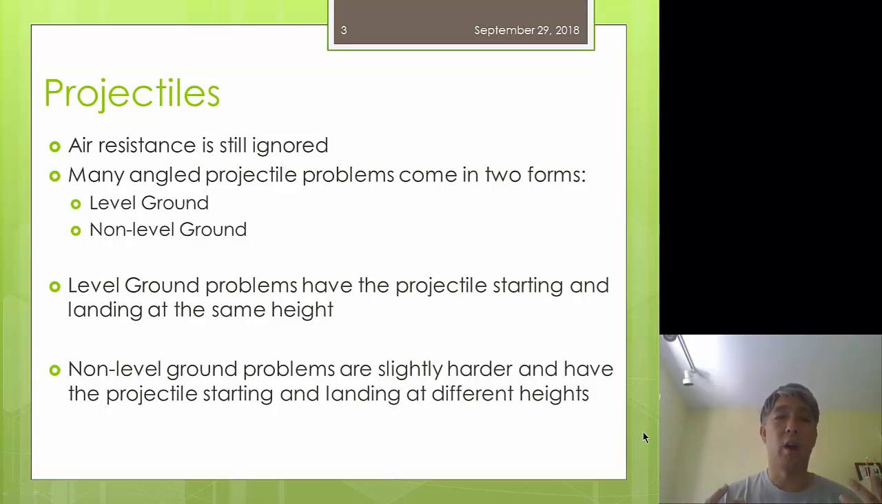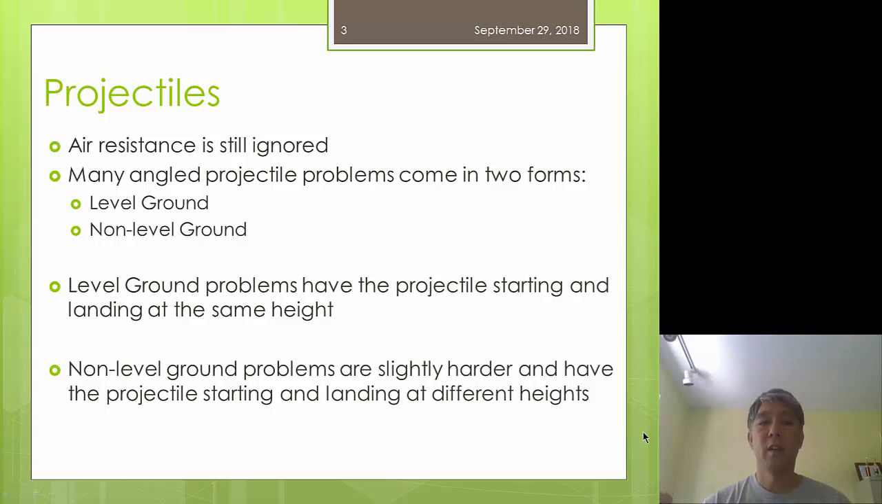And for our angled projectiles, I'm going to break angled projectiles into 2 subcategories. The first category is the easier category, and this is the primary angled projectile that the IB will focus on. And this is an angled projectile on level ground. Non-level ground is when you start higher and land lower, or vice versa, start lower and land higher. Okay, this non-level ground problem is slightly more complicated, but as long as we follow the same rules, we can analyze those just as well.